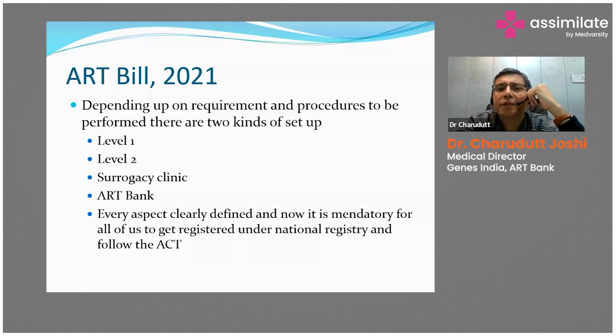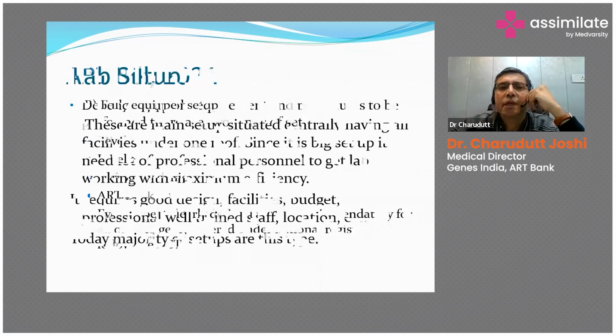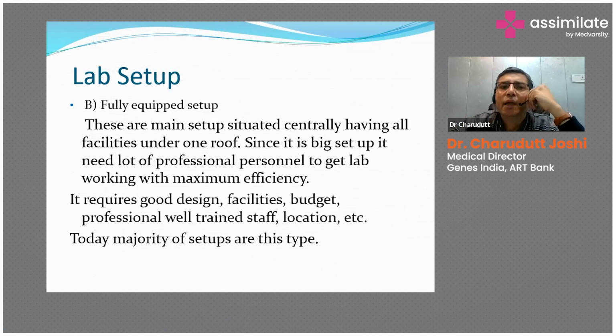You are all aware of the movie Vicky Donor, where you saw that sperm donation is done by people. Similarly, this is done voluntarily by people who are really interested in helping an infertile couple. The identity of the donors is strictly confidential. So this is the work of an ART bank. And whatever procedure, how it has to be performed, how the paperwork is, it is all elaborated in this act. So nowadays, every center is following this act. Now we'll come to our lab setup.